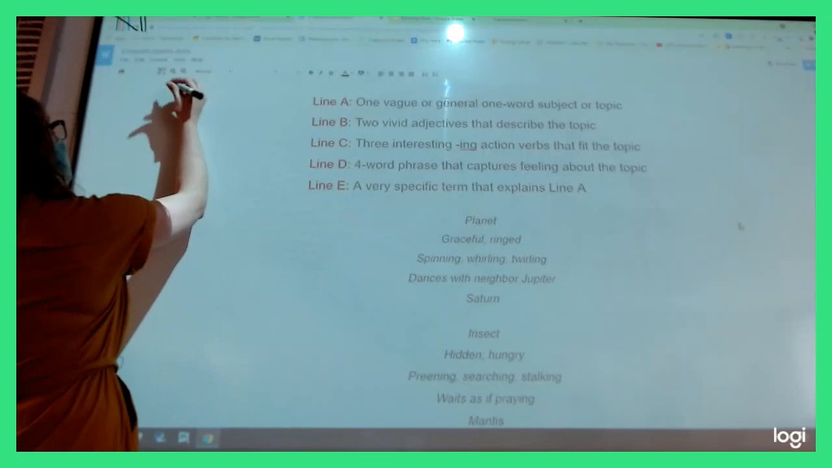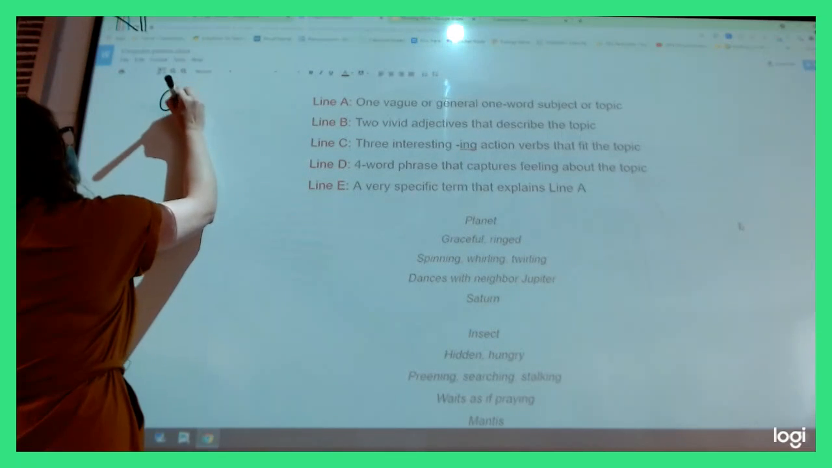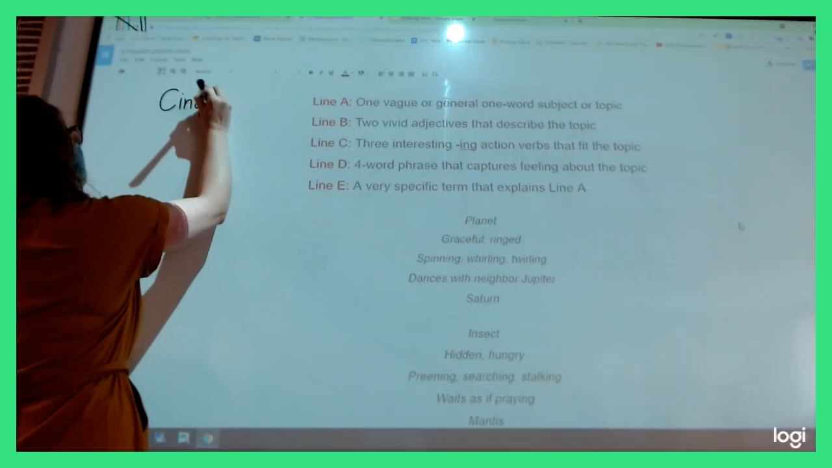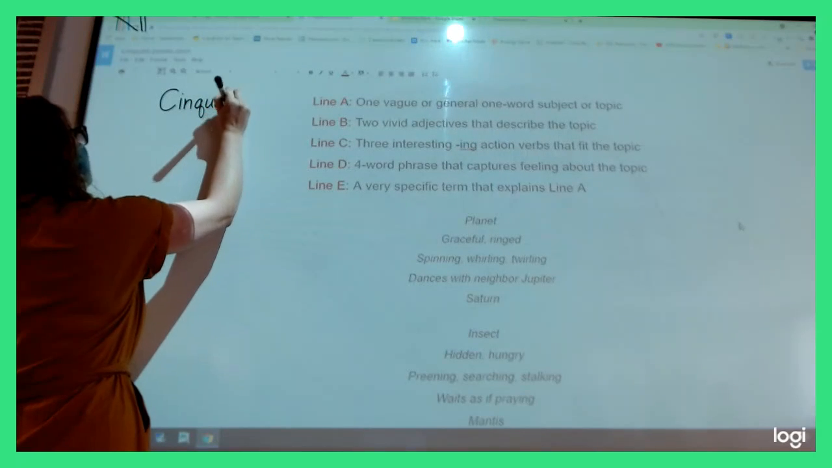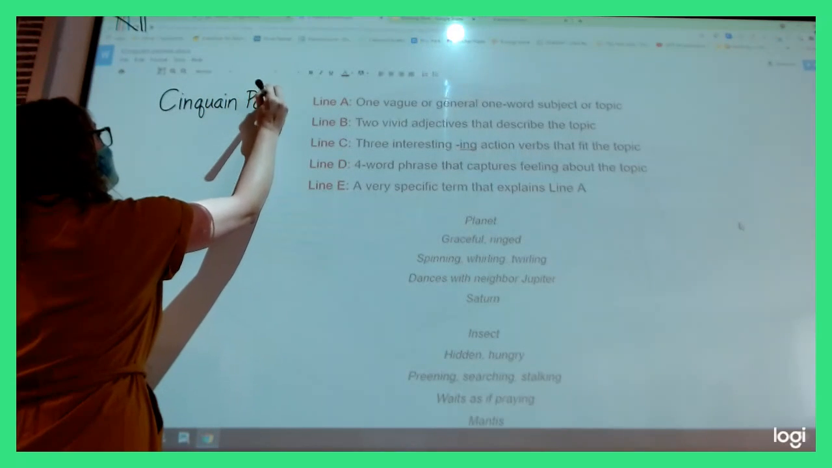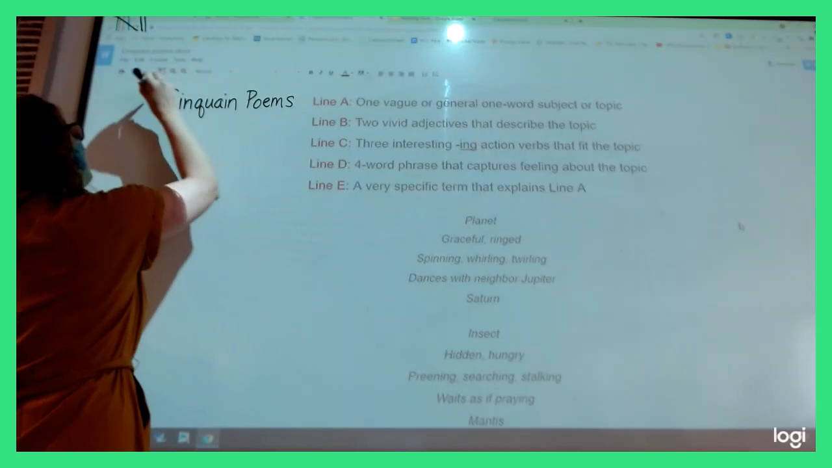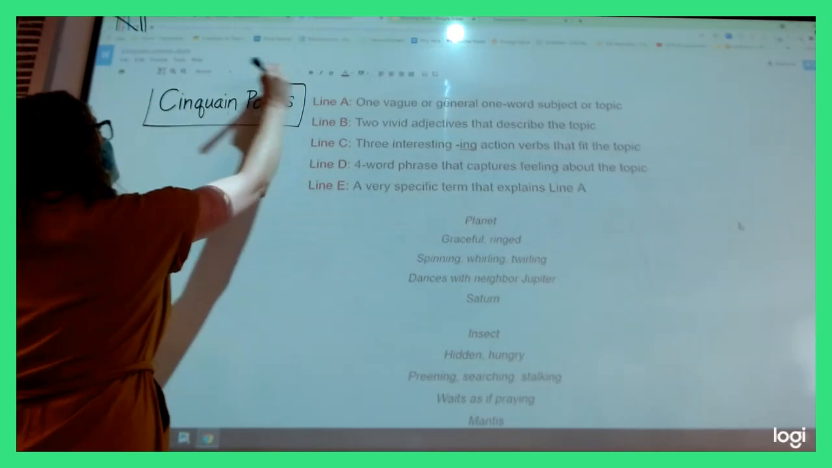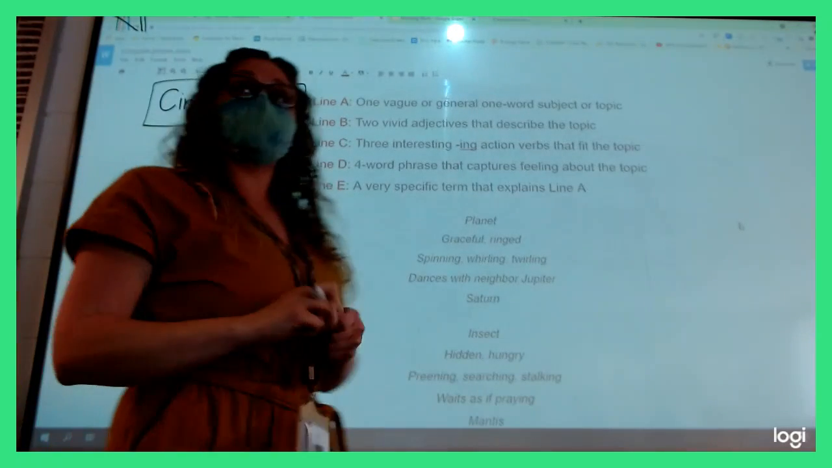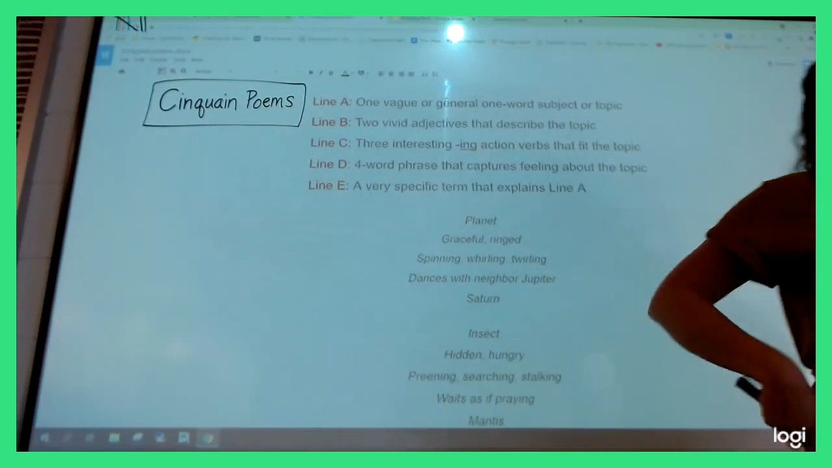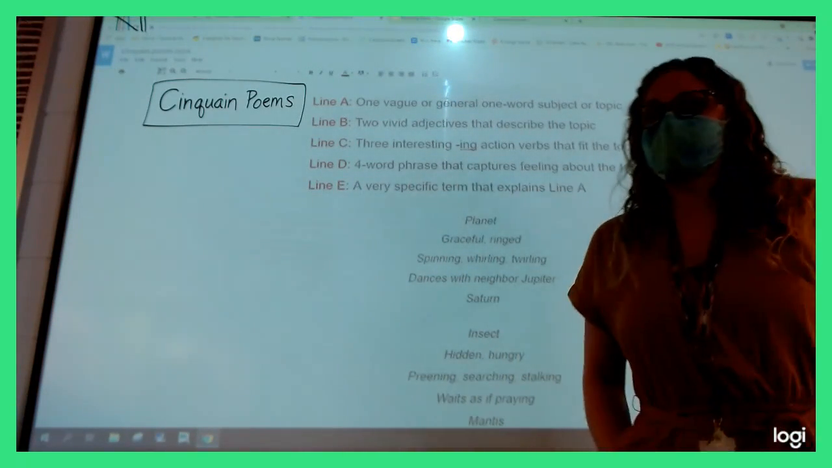At the top of whatever paper you're on, please write Cinquain poems. That is what you call them. And the spelling and the word is quite a funny word. That's the hardest part of the whole poem. So I will wait. I'm going to pause you at home.